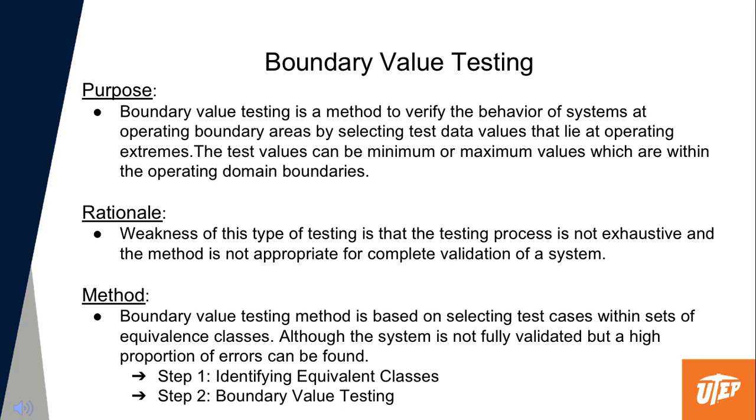B. If an input condition specifies a specific value, then 1 valid and 1 invalid equivalence class will be defined. For example, the height of an aircraft above ground in meters. Valid range: 0 less or equal to object height. Invalid range: object height less than 0.